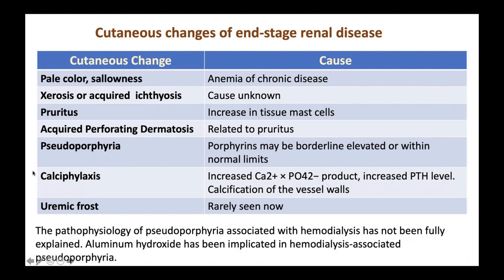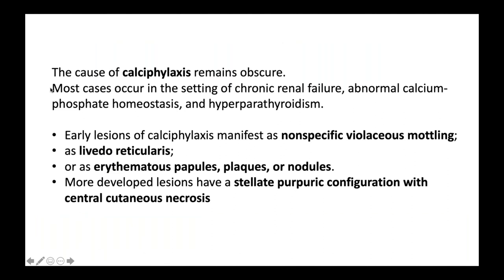And then you can have calciphylaxis. We'll just see how this looks. This is because of increased calcium and phosphate, and then uremic frost, which is rarely seen now. So the cause of calciphylaxis remains obscure, and it is basically related to abnormal calcium and phosphate homeostasis and hyperparathyroidism, which results due to the chronic renal failure.